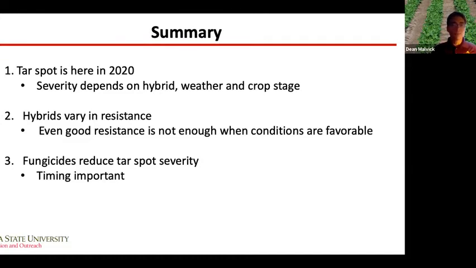And again, as Alison mentioned, fungicides in a number of trials in several states reduced tar spot, both incidence and severity. The timing is important, exactly when we get them on, and we have more to learn about that as well. But definitely that's one, at least temporary, solution. Probably a long-term solution will be resistance.